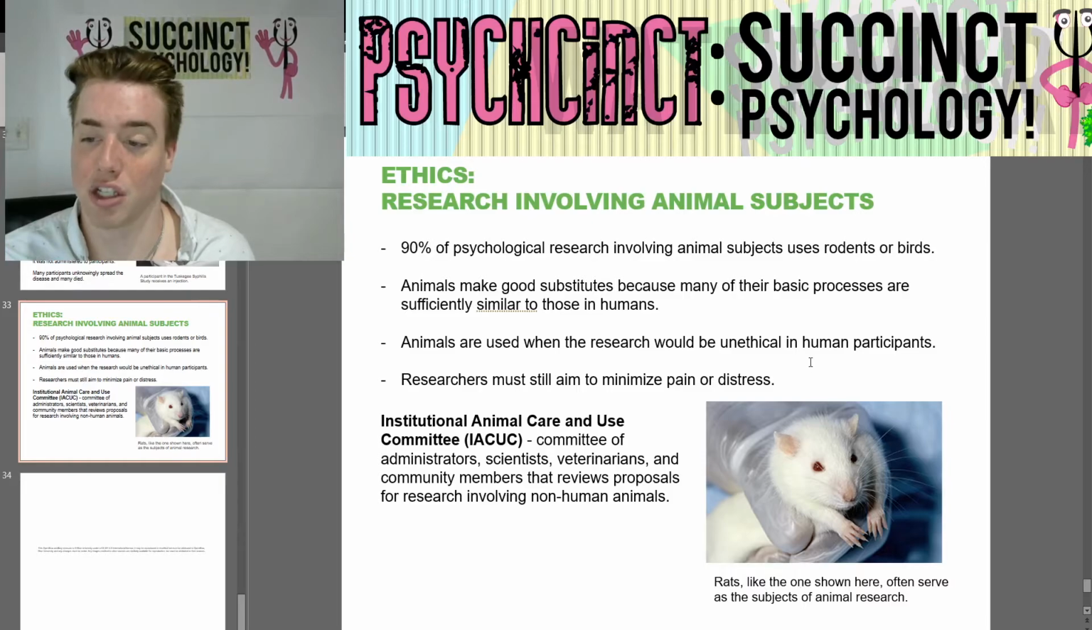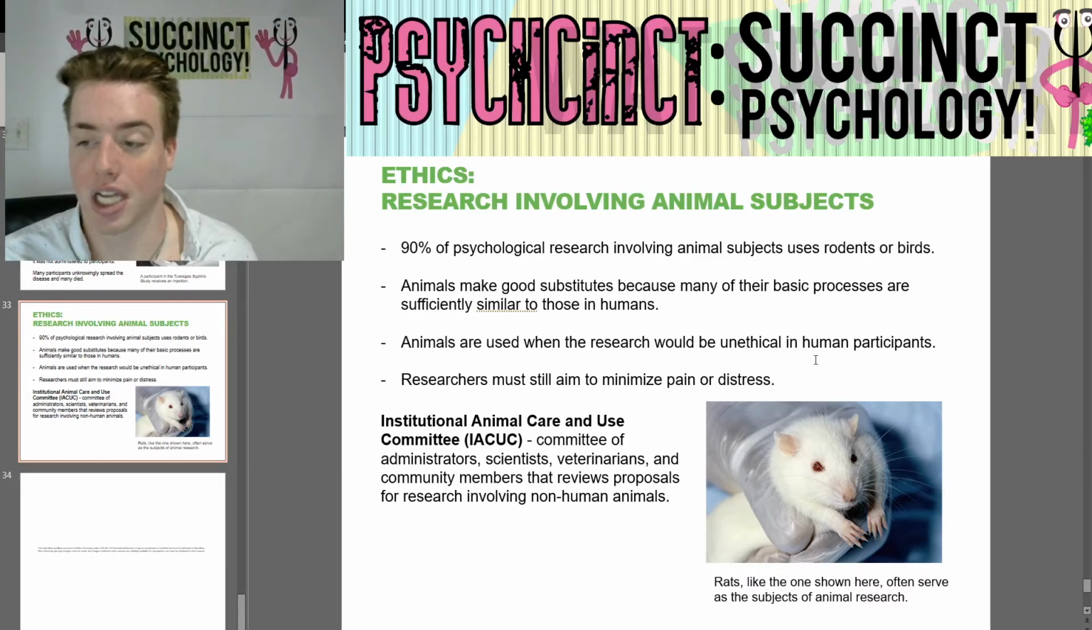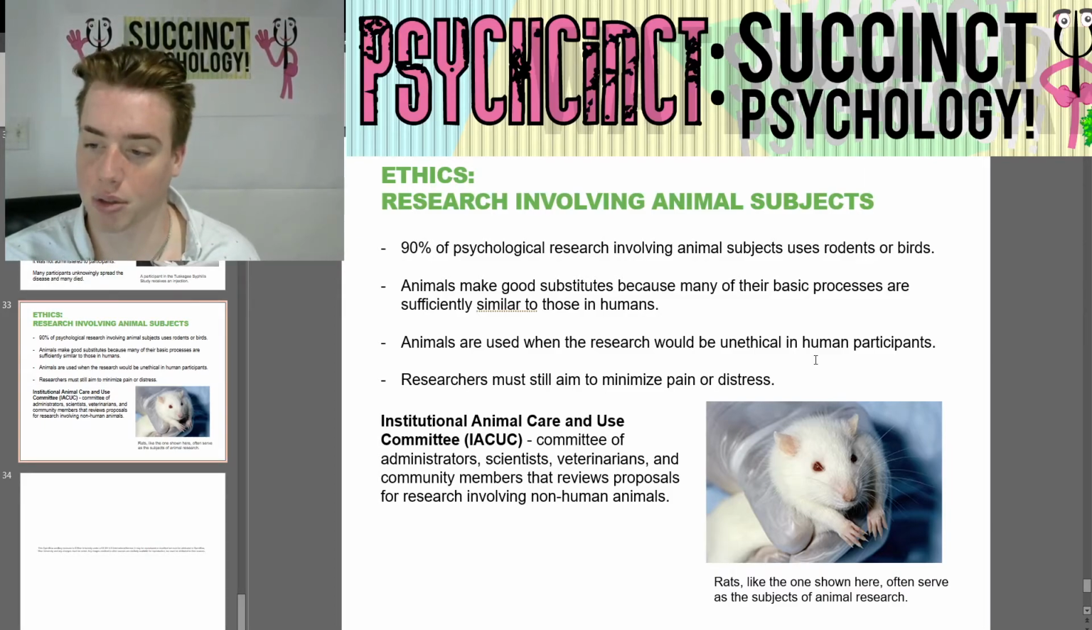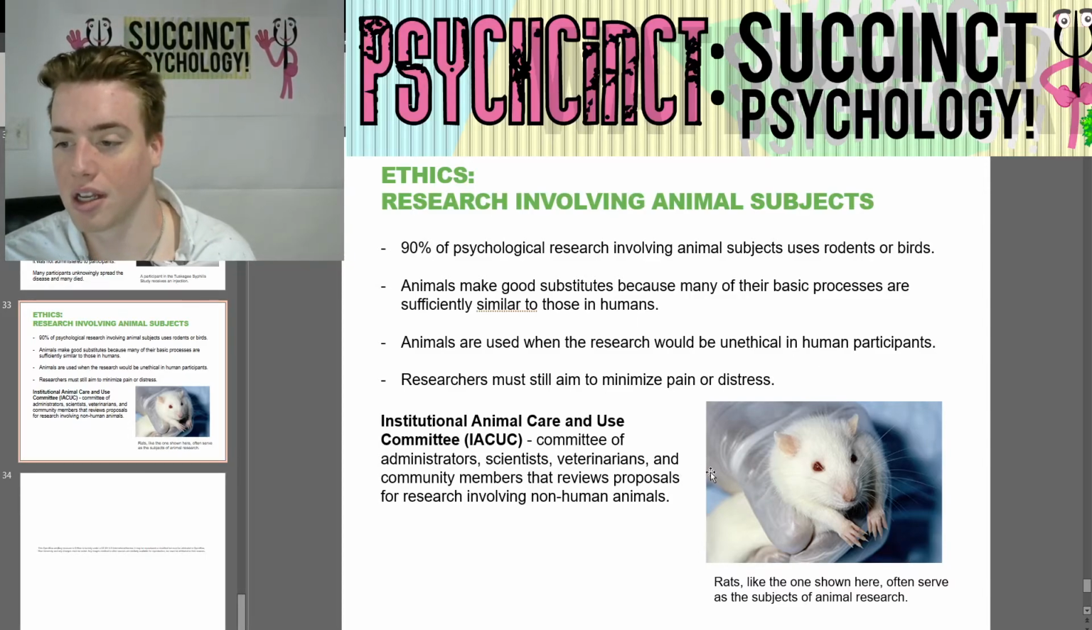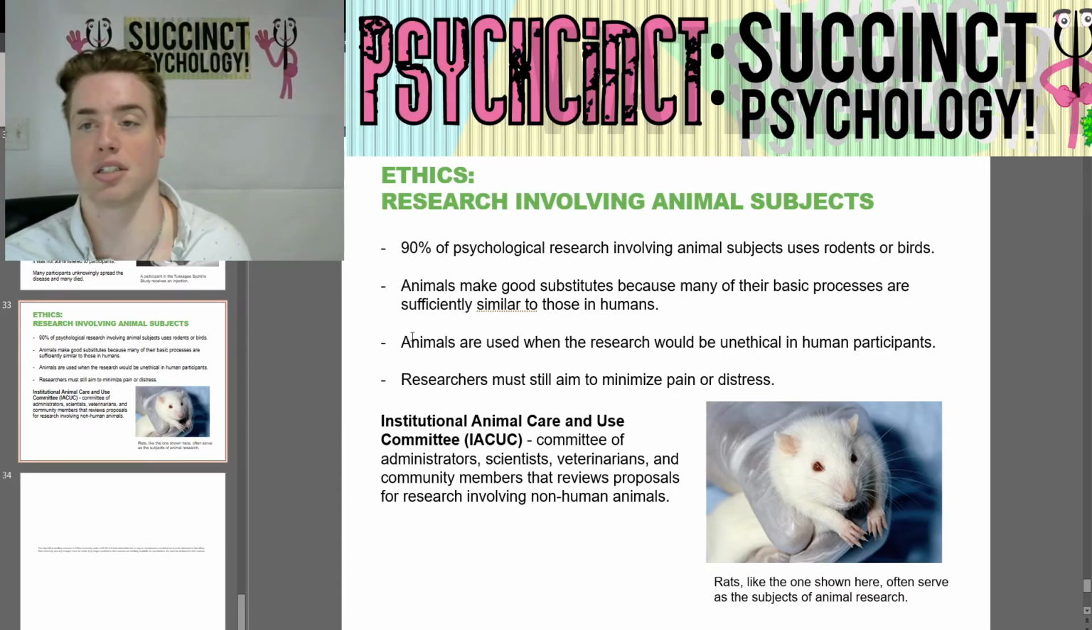The Institutional Animal Care and Use Committee, or the IACUC, is a committee of administrators, scientists, veterinarians, and community members that reviews proposals for research involving non-human animals. Rats, like the one shown here, often serve as subjects of animal research. So the IACUC is the animal version of the IRB. With both human and animal research subjects, there are ethical guidelines. You can't just do whatever you want to either. That's not ethical.